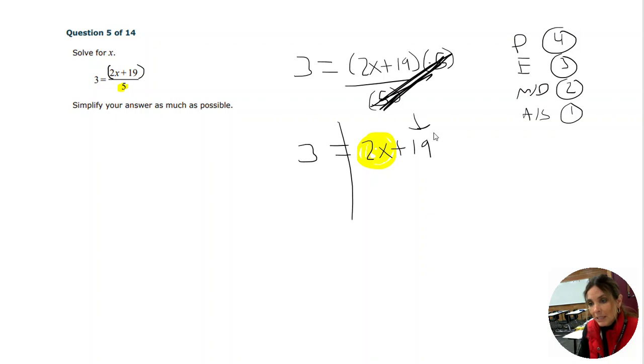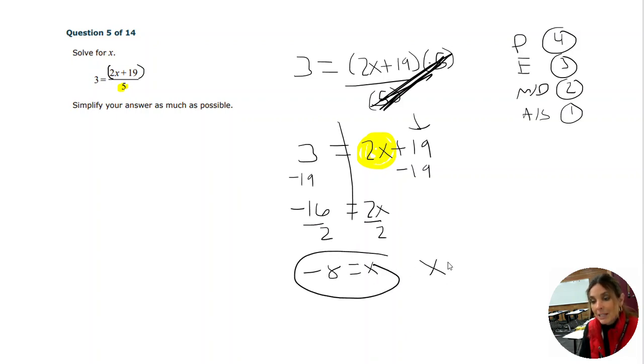So we're going to get rid of the plus 19 by minusing 19 from both sides. We're going to pay careful attention to getting our signs correct when we're adding integers. And then to get rid of a multiplication of 2, we use division. So negative 8 equals x. Another way to write this is x equals negative 8.